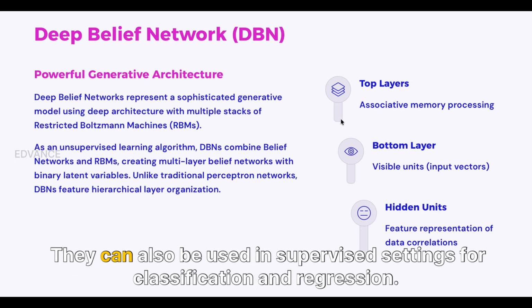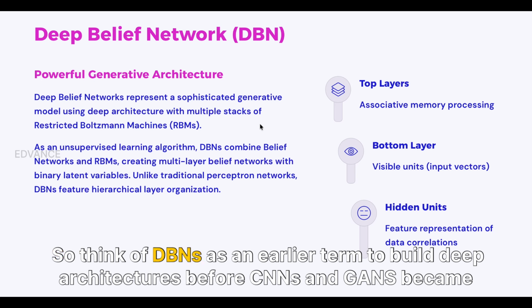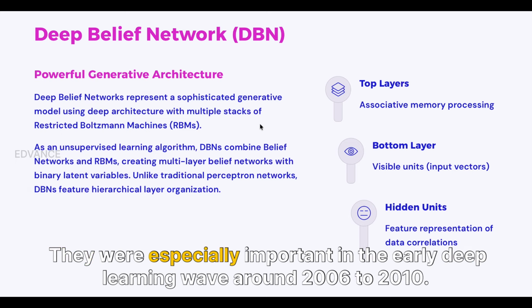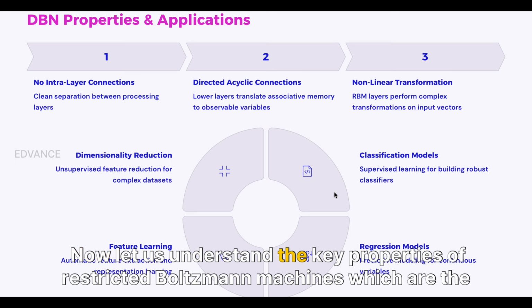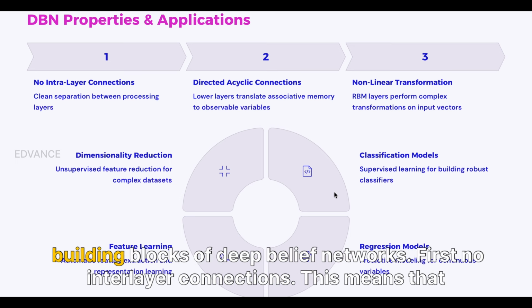They can also be used in supervised settings for classification and regression. So think of DBNs as an early attempt to build deep architectures before CNNs and GANs. They were especially important in the early deep learning wave around 2006 to 2010. Now let's understand the key properties of restricted Boltzmann machines, which are the building blocks of deep belief networks.